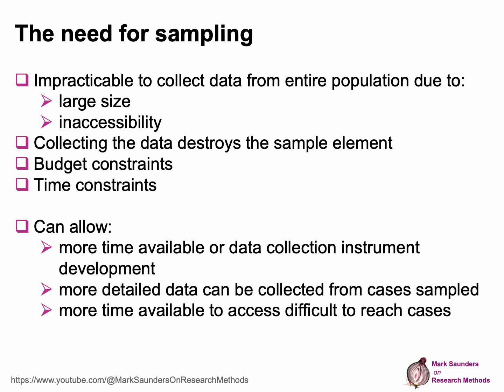Also, sampling can allow us more time to develop our data collection instrument, such as a questionnaire, and test it to make sure it's actually rigorous and reliable. It can also help us collect more detailed data from the cases we do collect data from. This is particularly the case in qualitative work. And finally, we have more time to try and reach our sample, so we have more time to reach those difficult to reach cases because of the way we're sampling rather than collecting data from the entire population.